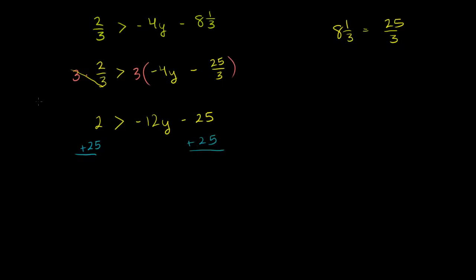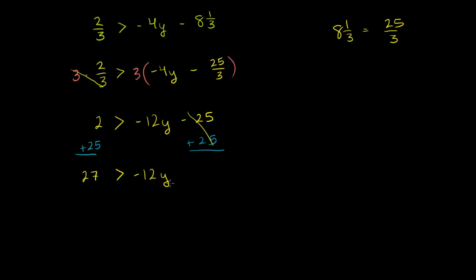Adding 25. And the left-hand side, 2 plus 25 is 27. And we're going to get 27 is greater than, the right-hand side of the inequality is negative 12y. And the negative 25 plus 25, those cancel out. That was the whole point. So we're left with 27 is greater than negative 12y.